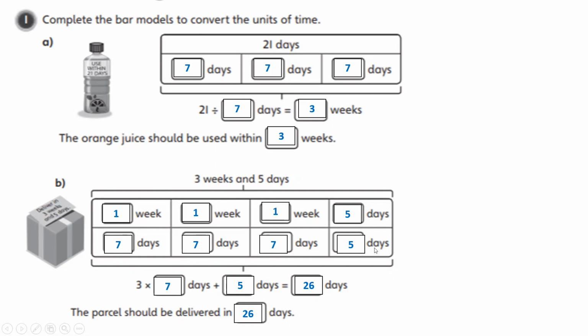And we could just add them up. Or we could say in our head 3 times 7, because there's 3 lots of 7. So 3 times 7 is 21, plus the 5 is 26. So we know that the parcel should be delivered in 26 days.